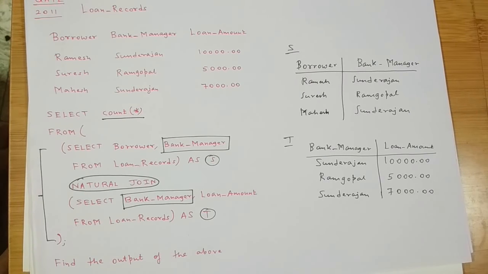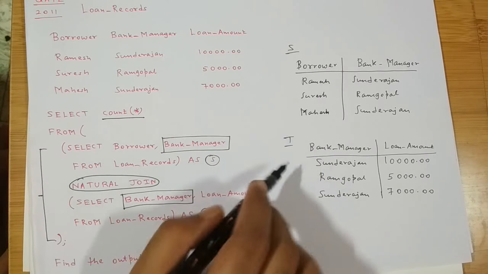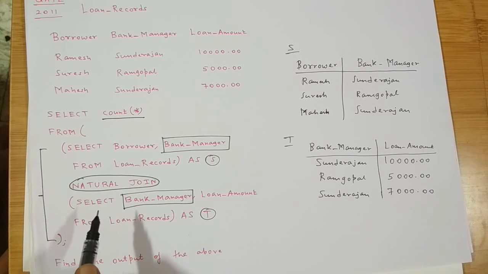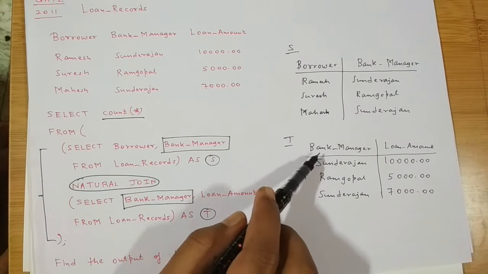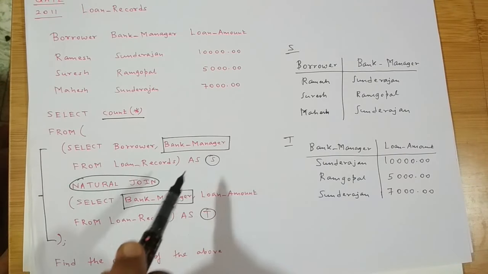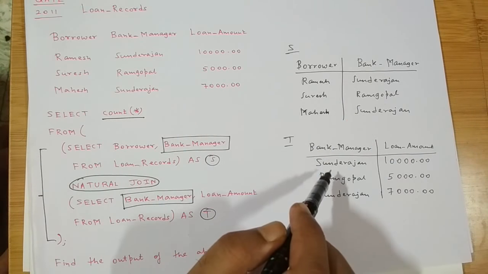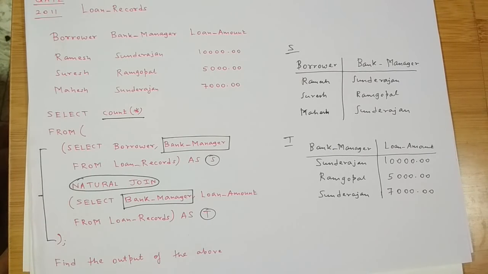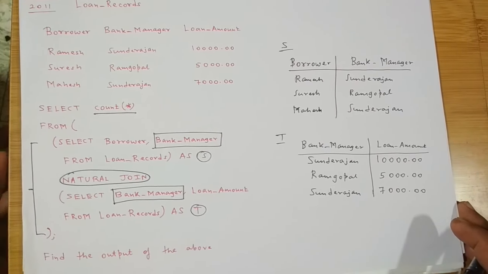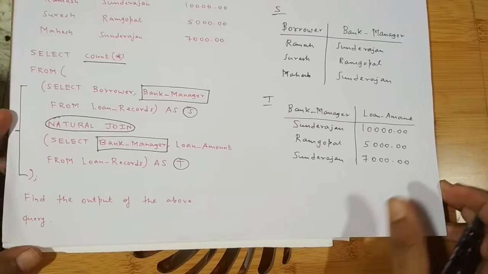Now we have to perform a natural join on the tables S and T. In order to perform a natural join, we have to look at the common attribute. What is the common attribute in these two tables? It's bank manager. So based on the bank manager attribute, we'll be joining S and T. Let's see how we can join S and T.